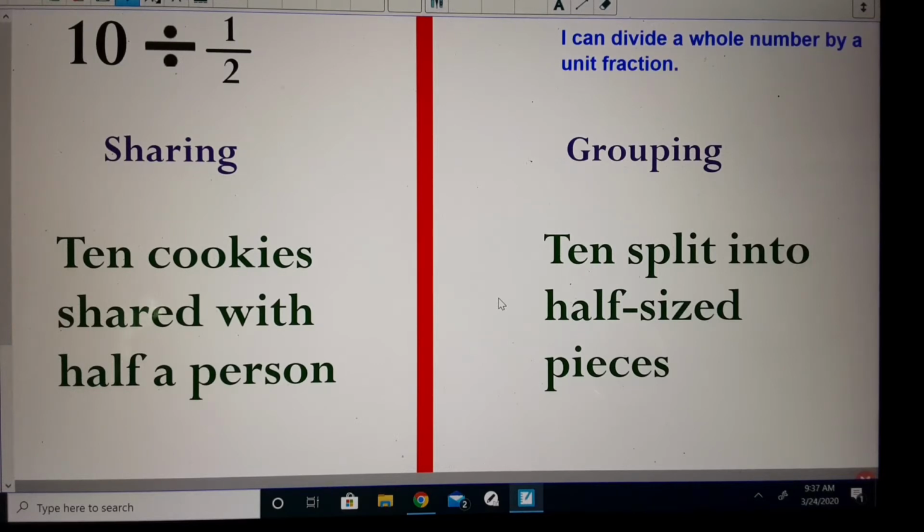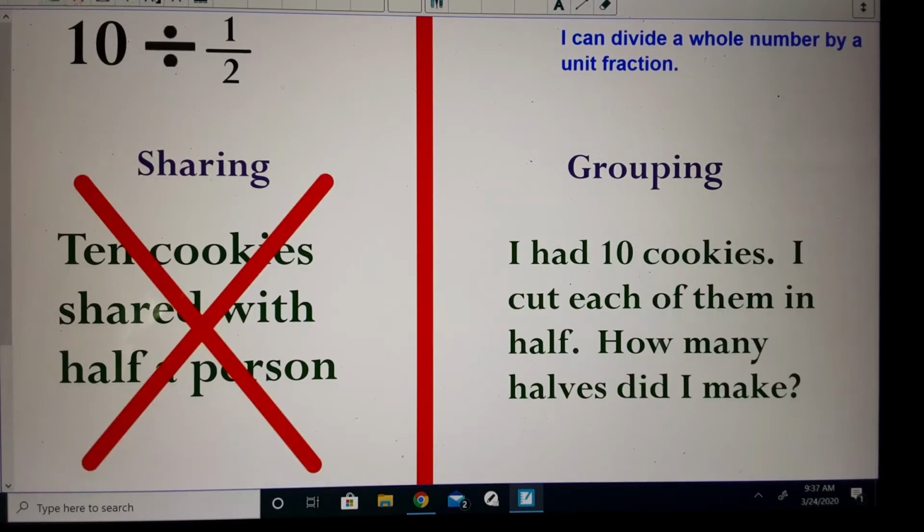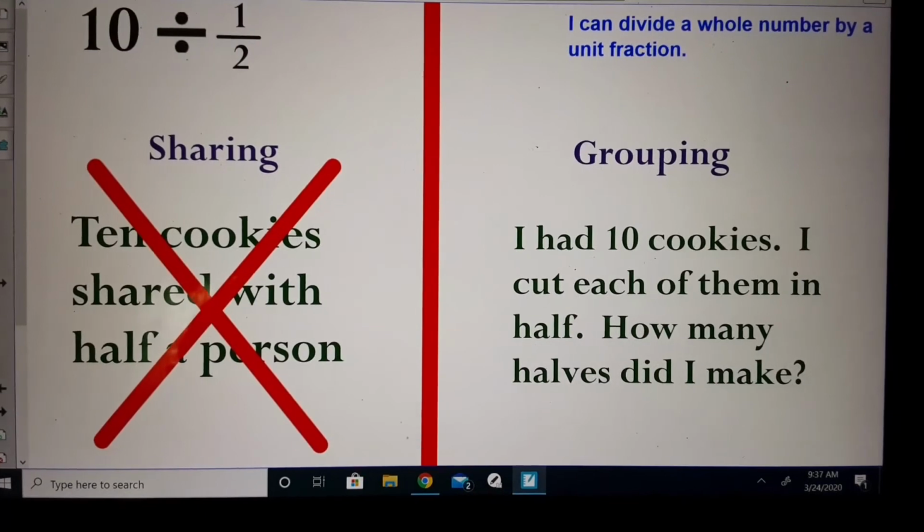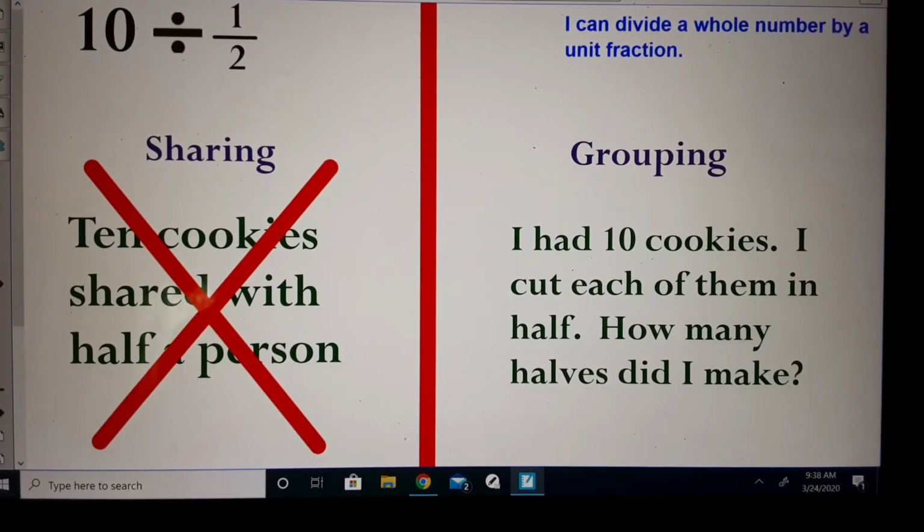I don't think you can share with half a person though. So if we go to the next screen, we see that I've X'd out this sharing situation because this is impossible. You can't have a whole number divided by a fraction and have it be a sharing division problem. It just doesn't make any sense. So all of our examples going forward for a whole number divided by a fraction will be grouping division problems.